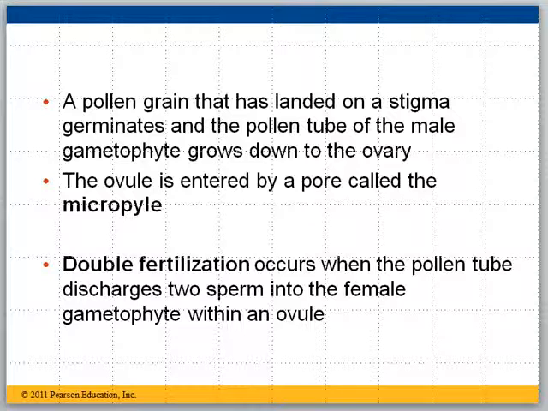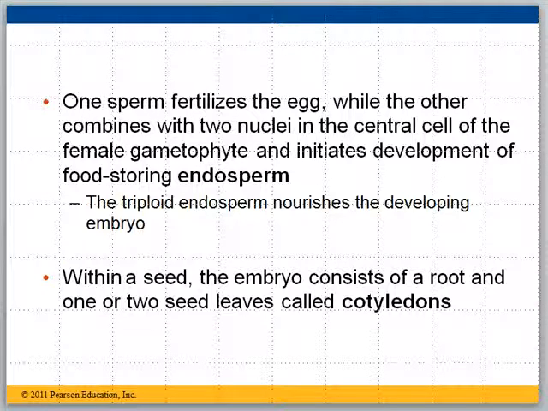Double fertilization occurs when the pollen tubes discharge 2 sperm into the female gametophyte within an ovule, and we'll find out that this is actually pretty common in angiosperms, and we'll explain why. So when 2 sperm enter the ovule, 1 sperm actually fertilizes the egg itself, so that would create the embryo, which would go on to become the new plant.